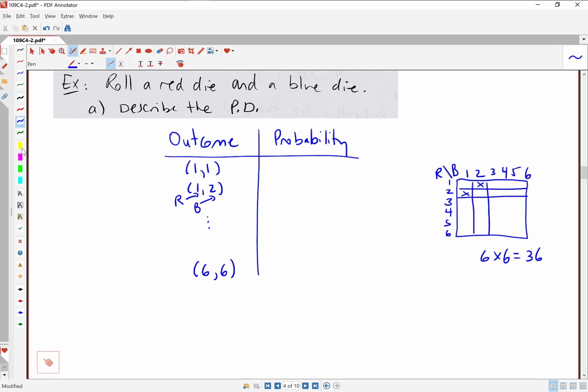So we've said over here that there are 36 different outcomes that can happen. Each of those outcomes is equally likely, so each probability is just going to be 1 out of 36. 1 out of 36, and you can just go ... last probability, 1 out of 36.